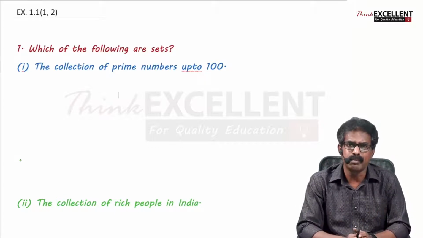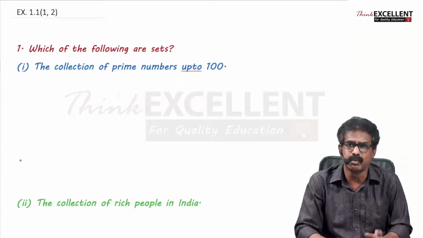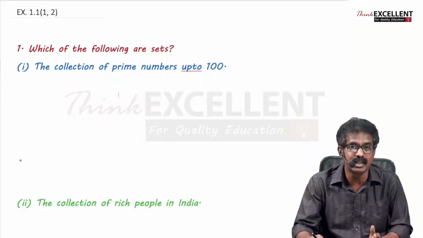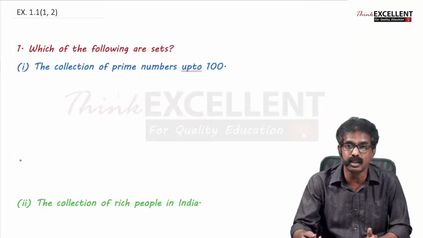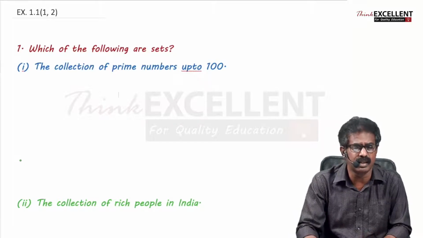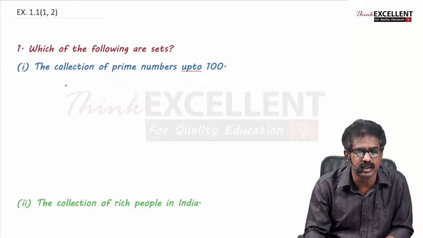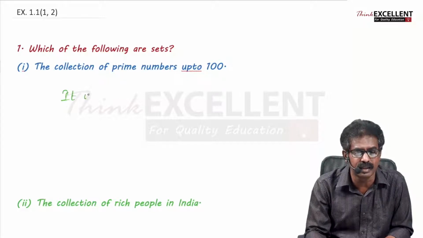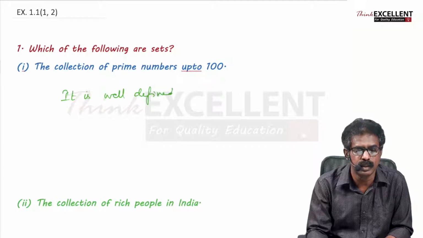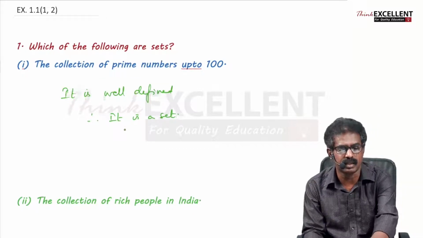Well-defined, yes. Prime numbers are well-defined. The smallest prime number is 2, then 3, 5, 7. 9 is not a prime number, it is divisible by 3. Then 11, 13, it goes on like that. Yes, it is well-defined, so it is a set. Therefore, it is a set. They just asked whether it is a set or not.